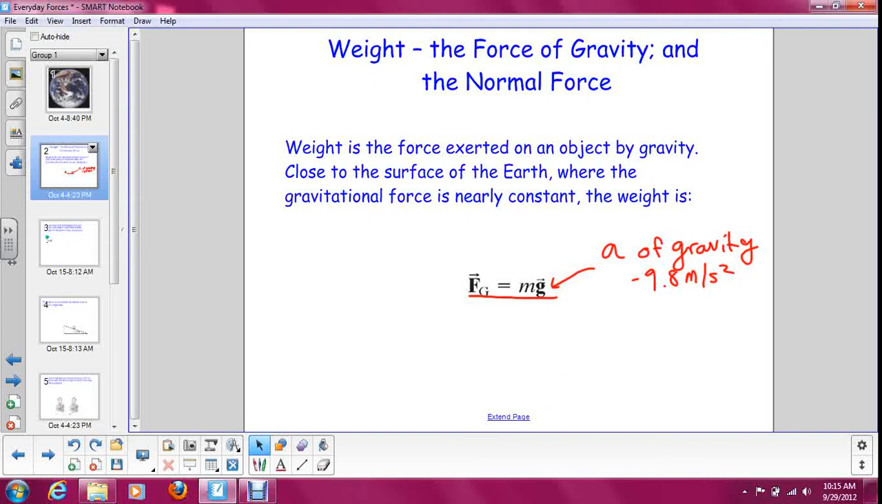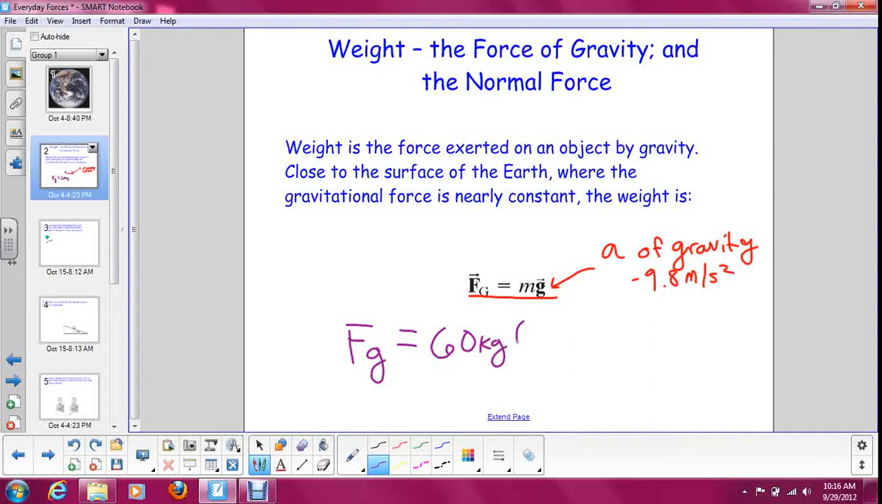So if I want to figure out what my weight is in newtons, I would use this equation. I would say the force of gravity acting on me, or my weight, is equal to my mass. I don't really know what my mass is, so I'm just going to say 60 kilograms, times the acceleration due to gravity, which is negative 9.8 meters per second squared. And here, I'm assuming I'm on Earth. If I were on a different planet, 9.8 would be a different number. So I would multiply those and find that my weight is about equal to 600 newtons.